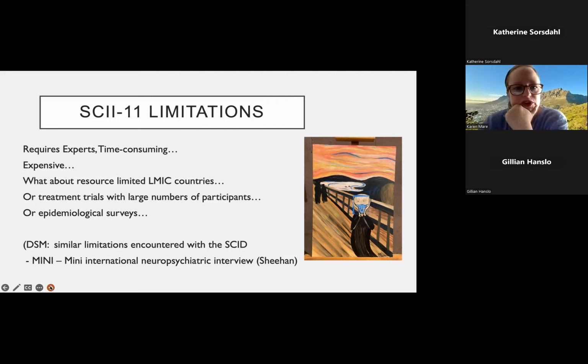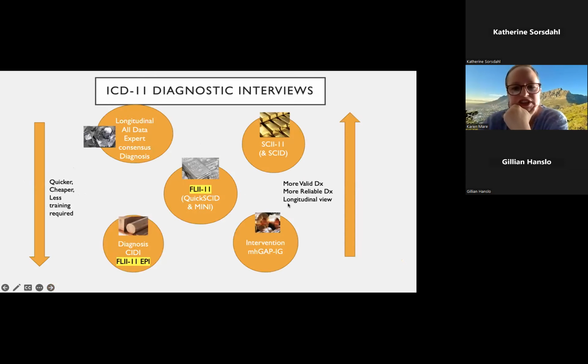So we thought, here, as you can see, here's another representation of the interviews available. We know that the SCID-11 is going to be the gold standard, and if you do DSM, the SCID, we know the best you can do is this LEAD diagnosis, which is a longitudinal all data expert consensus diagnosis. But for pragmatic reasons, we need something here in the middle, something that's at the silver level, something that's equivalent to the MINI. And so this is why we drafted the FLII-11.